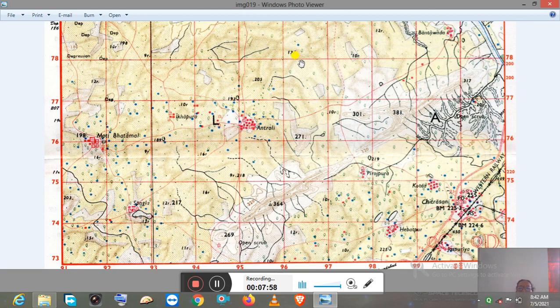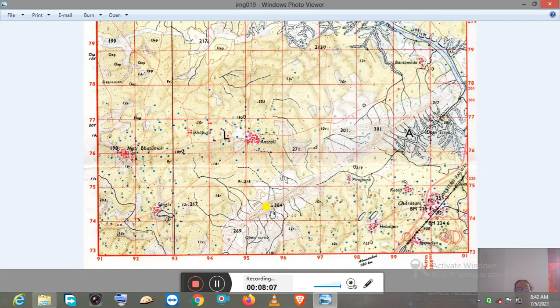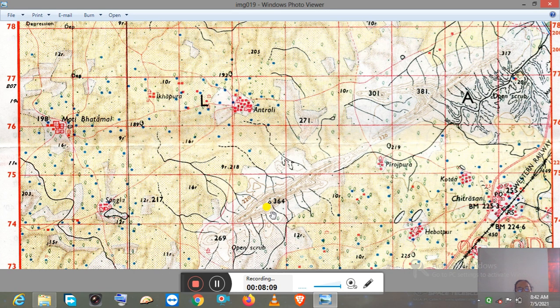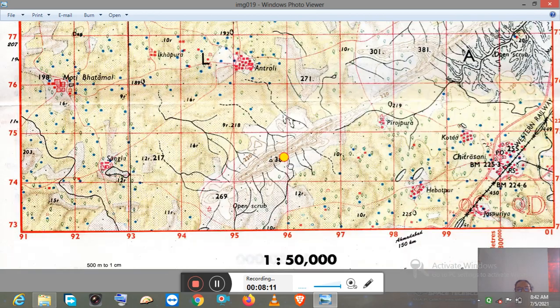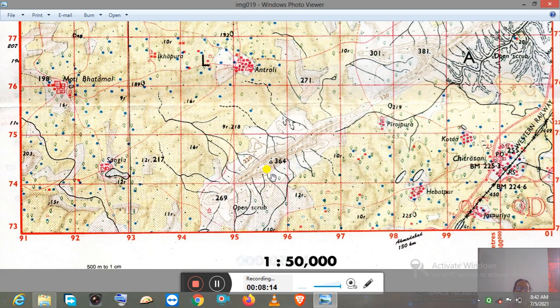Suppose the question is asking for any other symbols. Suppose this is the triangulated height or trigonometrical station. So for this triangulated height, if the question is asking, give the 6-figure grid reference. First you have to write the eastings numbering, east of which easting, this is 9-5. And then from this easting, how far it is.